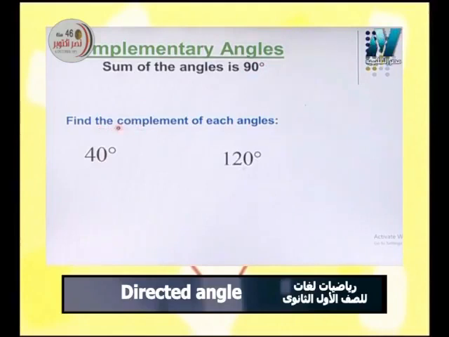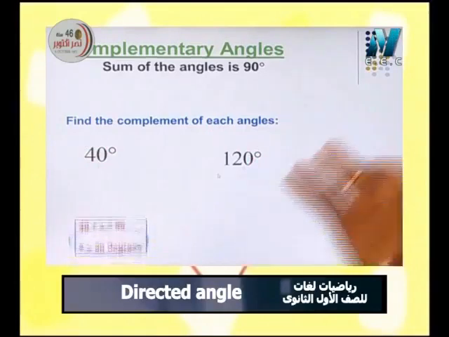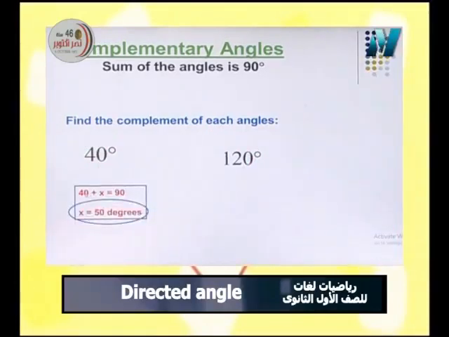The question says, find the complement of each angle, 40 degrees and 120 degrees. We will find 40 plus some angle x equals 90, which gives x equals 50 degrees. So 50 degrees here is the complement angle for 40, because their sum equals 90 degrees.